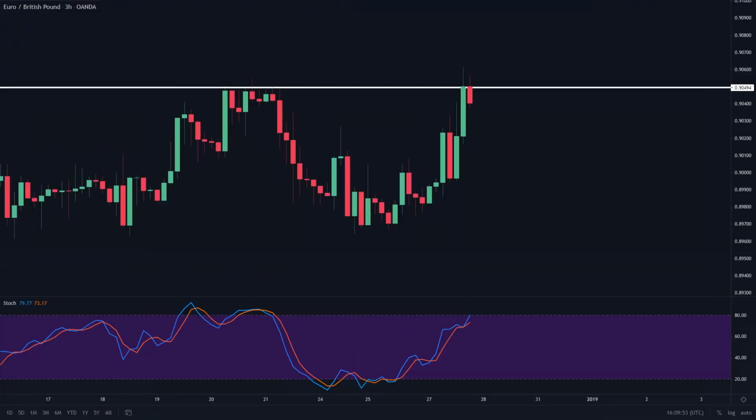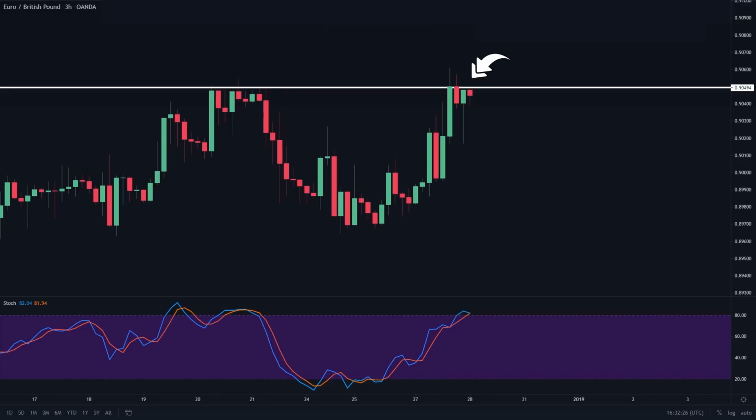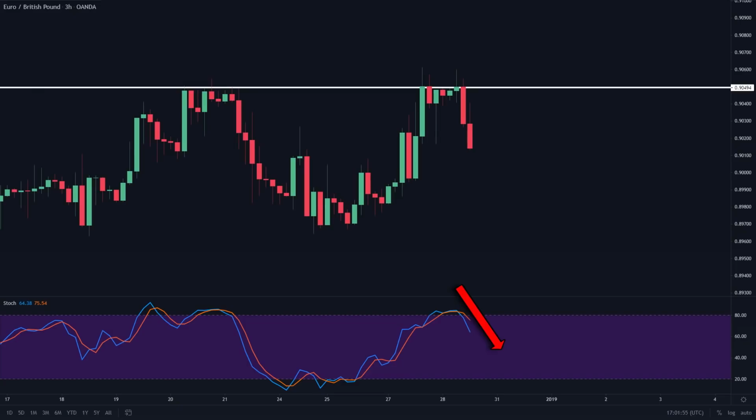So for this setup, what we want to look for is price touching the key level while the stochastic is displaying overbought or oversold, like in this example right here. But again, prices can still break right through even though the stochastic is at overbought. So to confirm that there's actual downwards momentum at this area, you want to wait for the stochastic to cross below the overbought lines again. And once this happens, you can take a short position.